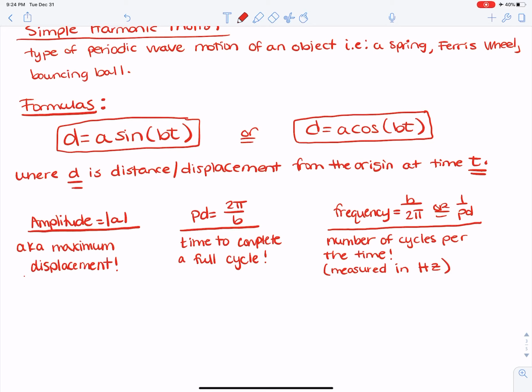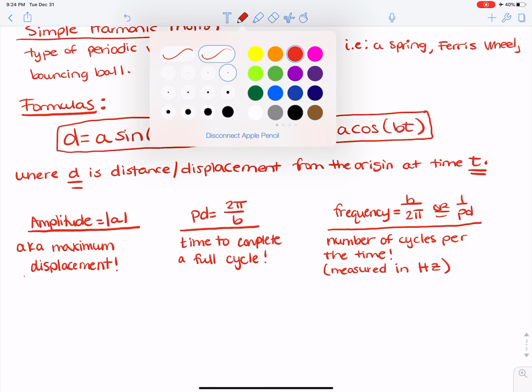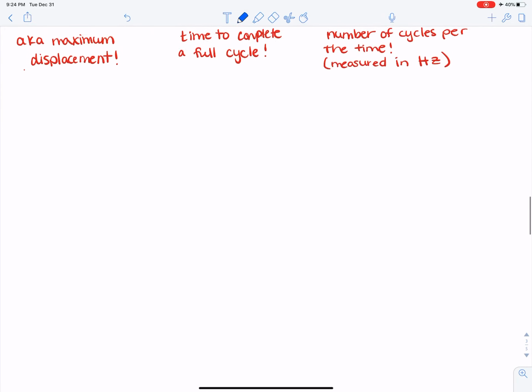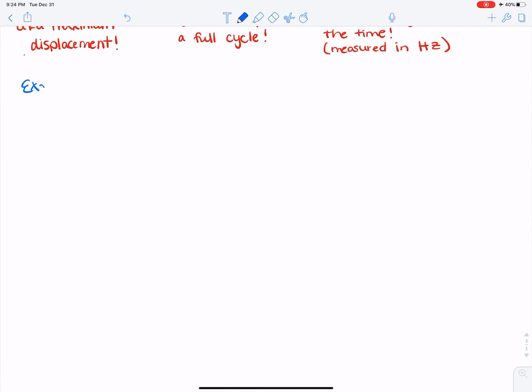All right, let's do an example. I only have one example for y'all, just one example. But it's a word problem, so y'all have got to write all this word problem. You can do it, though. It's going to be amazing.